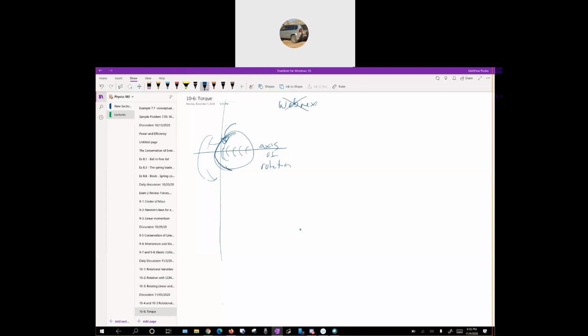So that's what we're going to look at. We're going to look at what actually caused that. In this case, it's a force. You had a frictional force acting at some distance d. So that's what we're going to be looking at right now: the basic definition of torque and how to calculate it.